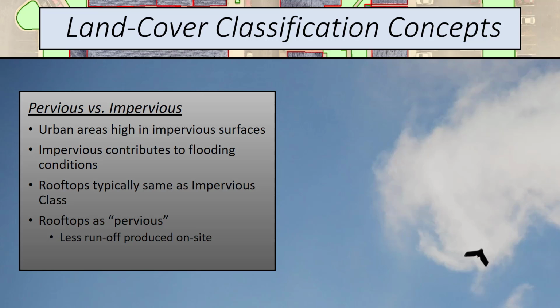Also, rooftops are generally grouped with impervious surfaces since rainwater just runs off when it lands on them. If we treated rooftops like a pervious land use category and collected the water that fell on them, then they would no longer act like impervious surfaces and contribute to the problem of urban flooding.